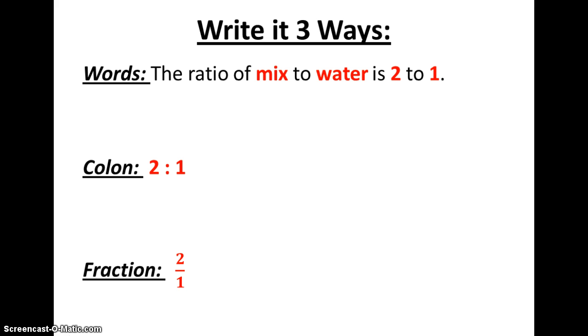We can also write ratios as fractions. Again, since our first thing that we were asked for was the amount of mix, that would be your numerator, the 2. And then that would be compared to your water, which would be the denominator of 1. So we would again have a 2 to 1 ratio.